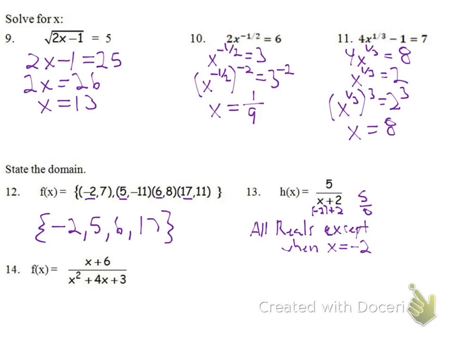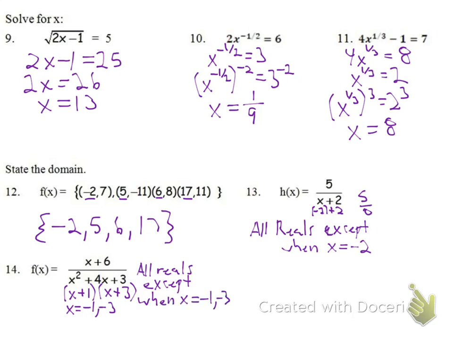Now for 14, we're going to use that same idea. We're going to have to actually factor the bottom first. And we can factor it down so that our quadratic here, x squared plus 4x plus 3, factors to x plus 1, x plus 3. And what this tells us is if x was a solution here, it's actually negative 1, negative 3. If it was either of those values, we would get a 0 in the denominator, which means we would have an undefined term. So for this one, 14, our domain is going to be all reals except when x equals negative 1 and negative 3.